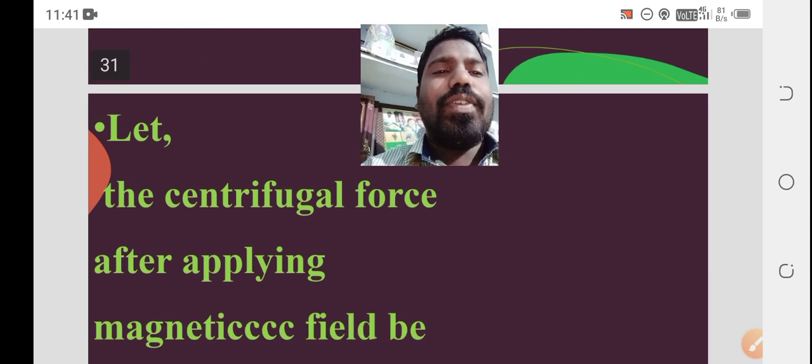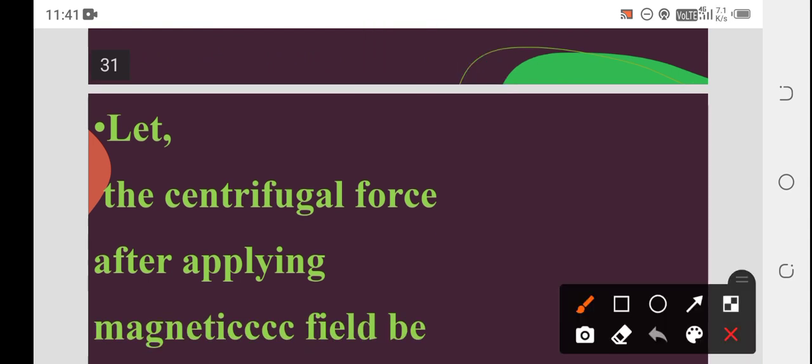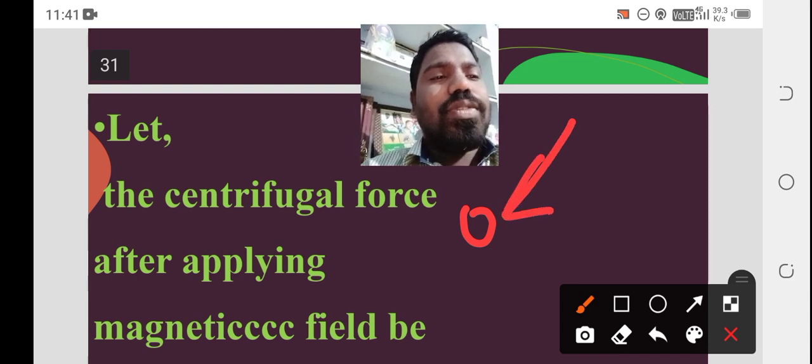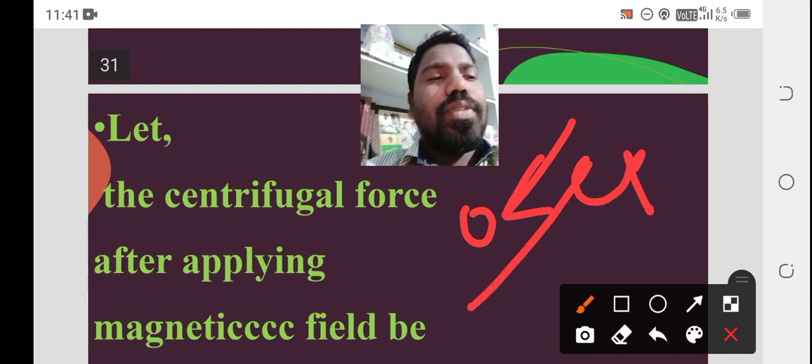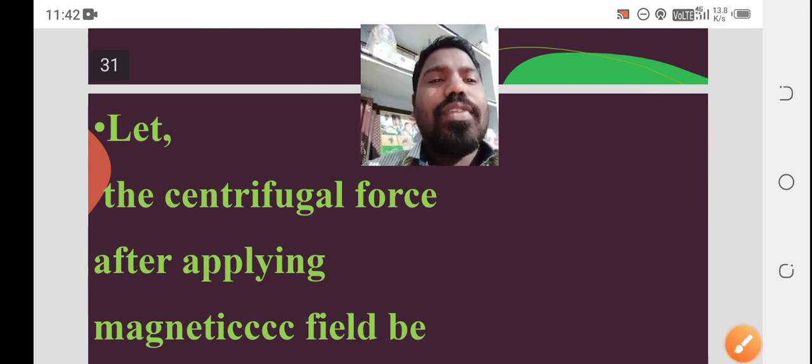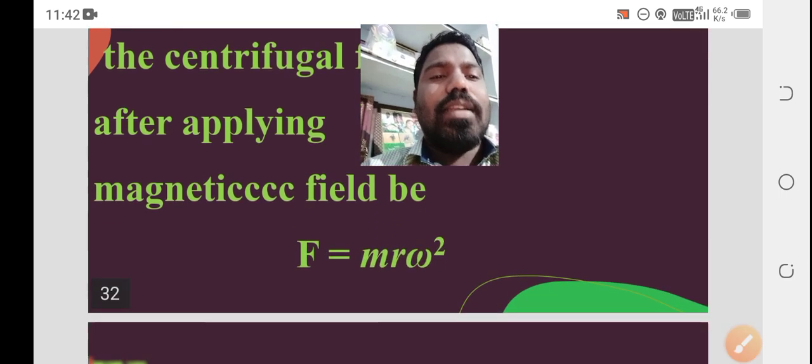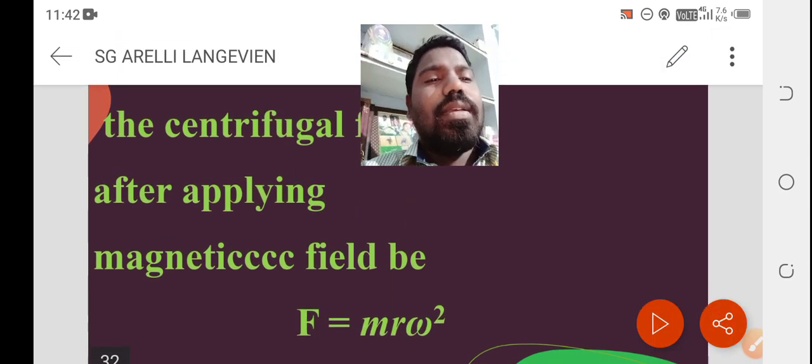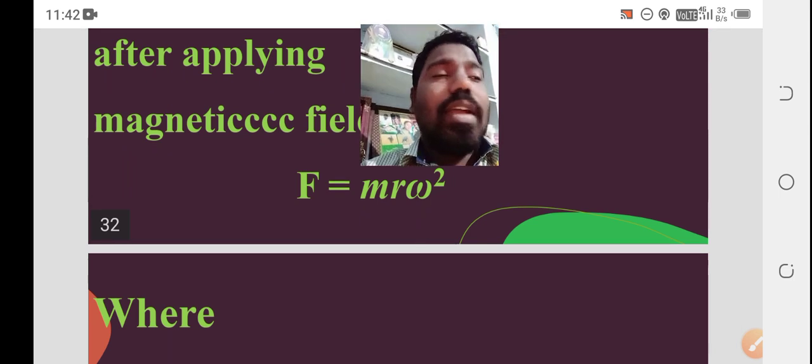Let the centrifugal force be the force acting away from the center. If the force is acting toward the center, this is centripetal. If the force is acting away from the center, this is centrifugal force. So after applying the magnetic field, the centrifugal force is F equal to mr omega square, not mr omega naught. This F is simply the net force, due to the electrostatic force and the magnetic field force.